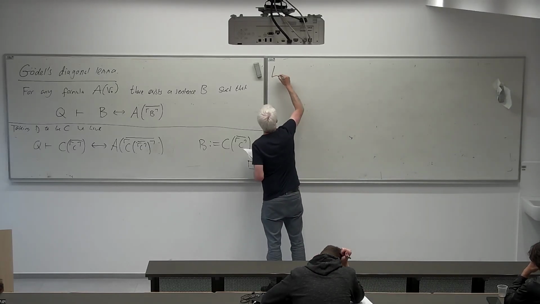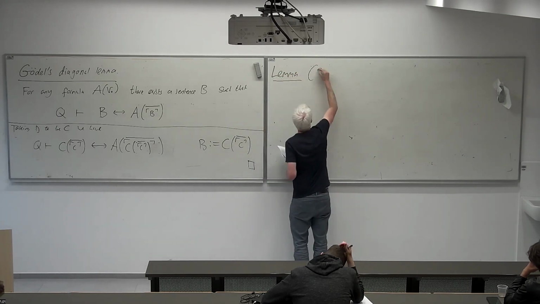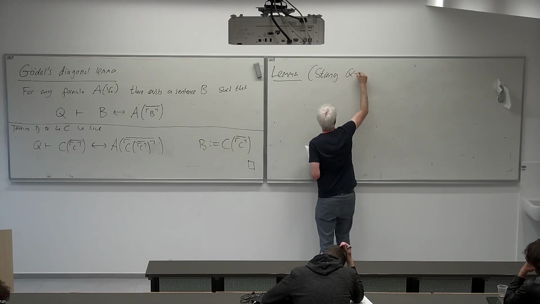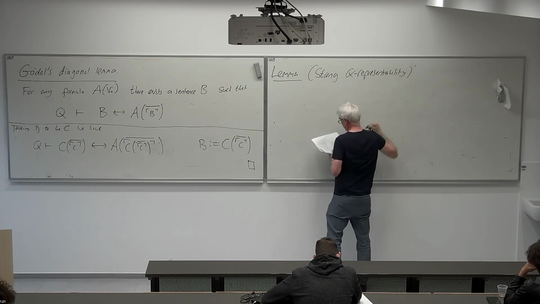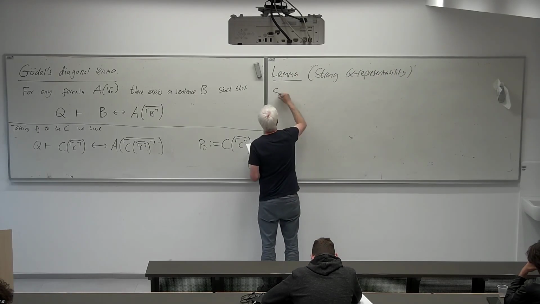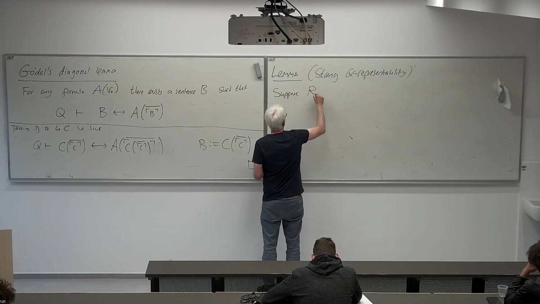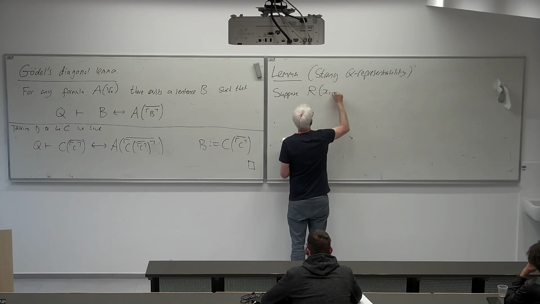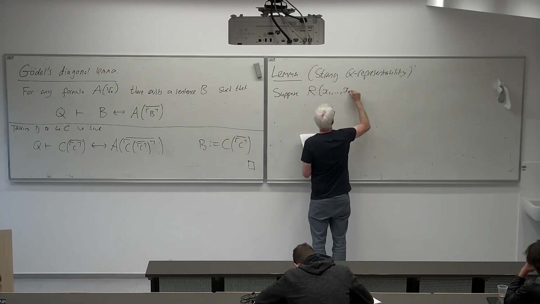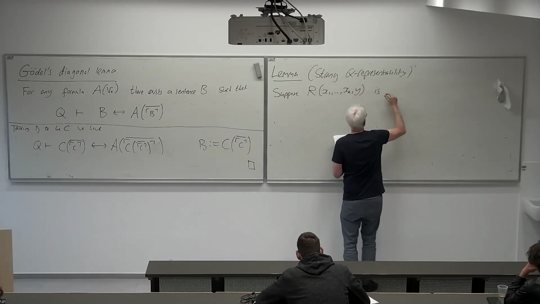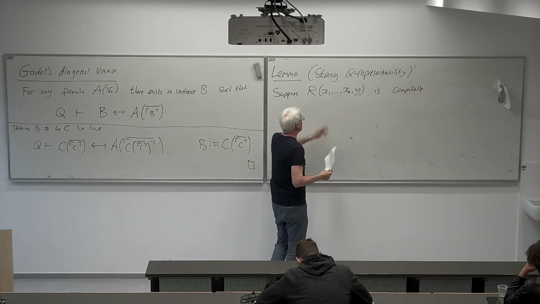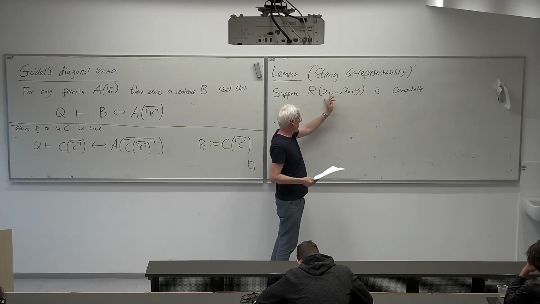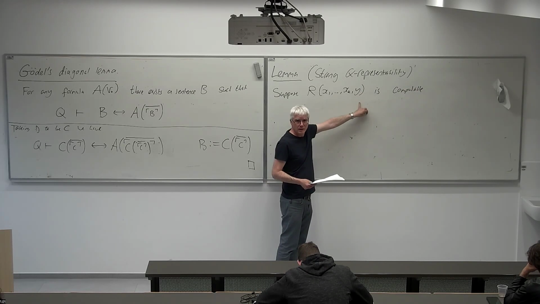So for this we need a lemma. We'll call it strong Q representability. This says, suppose we have a computable relation, R, so that's decidable, is computable, and moreover, it's a partial function. So for any k numbers for the x's, there's at most one value for the y that satisfies, that's in the relation with those.